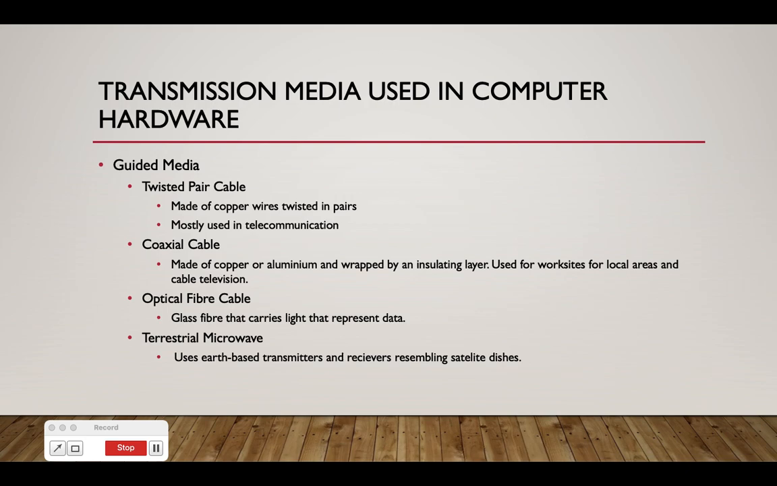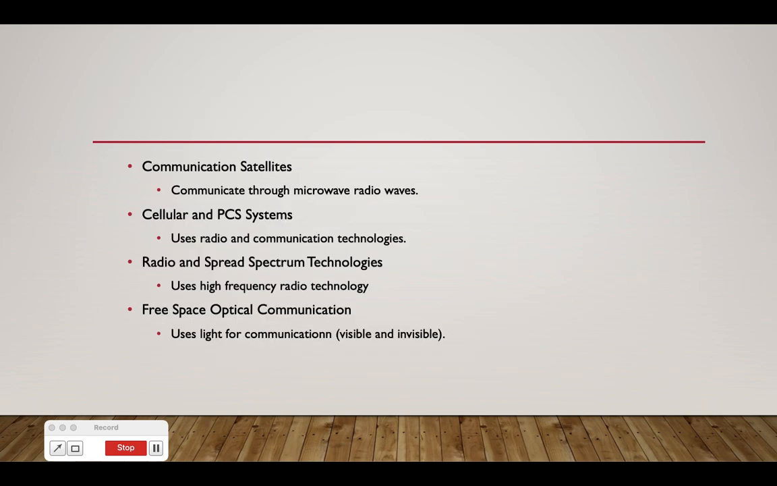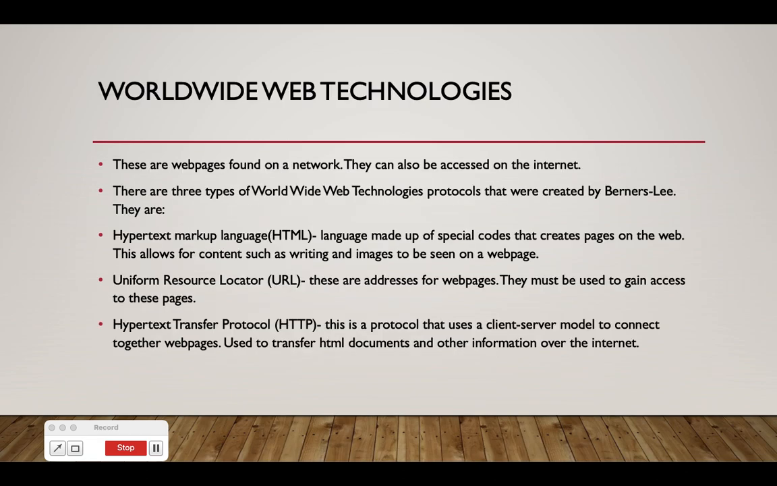Next, we have the terrestrial microwave. It uses earth-based transmitters and receivers resembling satellite dishes. We also have the communication satellites. They communicate through micro radio waves. We have the cellular and PCS systems. They use radio and communication technologies. We have the radio and spectrum technologies. They use high frequency radio technology. And then we have free space optical communication. It uses light for communication, both visible and invisible light.